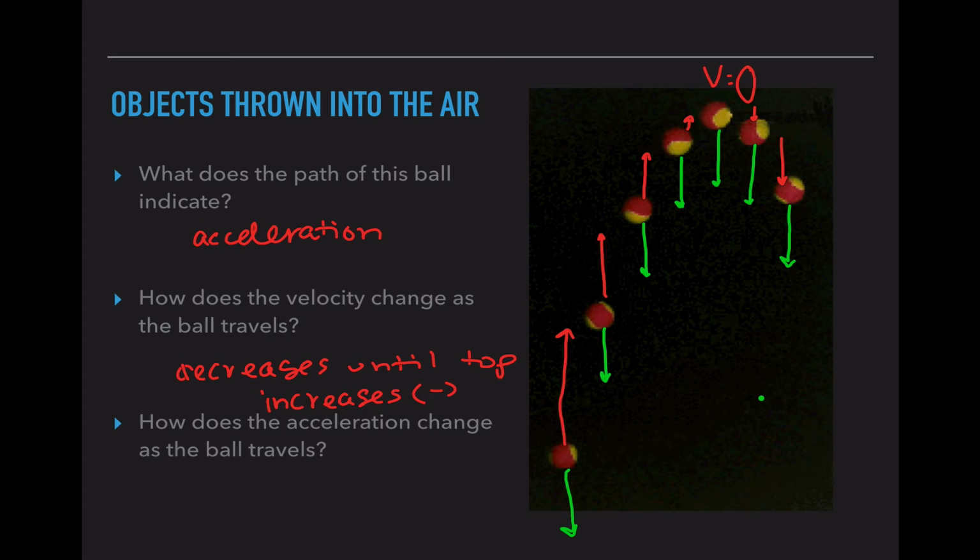If we did, everything would fly off the planet. So gravity never goes away. That tends to be kind of confusing, especially later in this unit, but gravity can never be ignored. Okay, so as the ball travels, the acceleration remains constant at negative 9.8 meters per second squared. Okay?